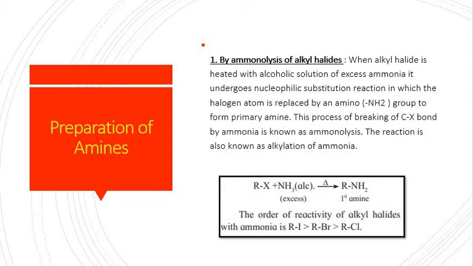Here, what will happen if I take alkyl halide RX and treat it with alcoholic ammonia on heating at 100 degrees Celsius or 373 Kelvin, I will be getting primary amine. And the order of reactivity of alkyl halide is: alkyl iodides are more reactive than alkyl bromides, and alkyl bromides are more reactive than alkyl chlorides.